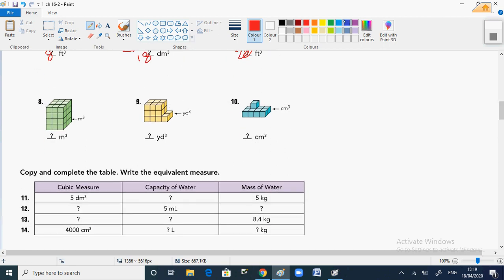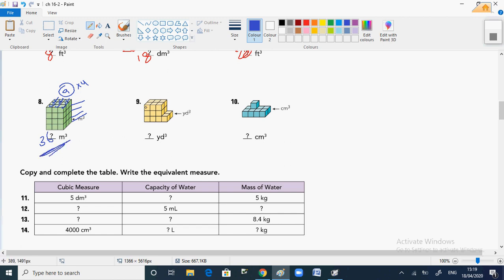Look here. Count them. 1, 2, 3, 4, 5, 6, 7, 8, 9. How many rows do I have? 1, 2, 3, 4. So here you can multiply 9 by 4 rows or layers. That means you have 36 cubic meters.